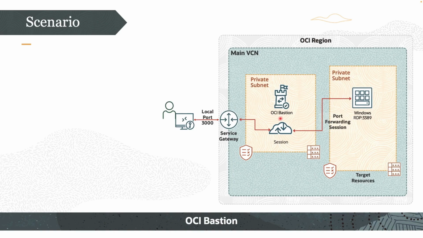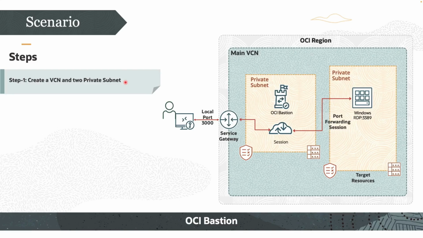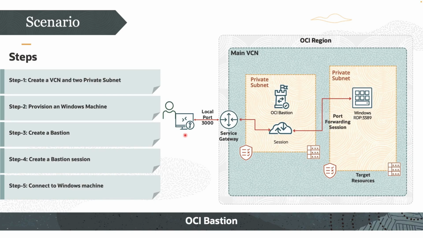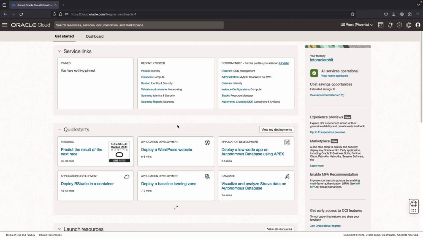So the steps for deploying this use case will be: first, create a VCN and private subnets, then add a rule in the security list that allows traffic from the Bastion subnet to the VM private subnet on a specific port like RDP on port 3389. Next, configure your service gateway, add a route rule, and provision a Windows machine in a private subnet. Next, create Bastion, and then create a port forwarding session for the Windows RDP connection. Finally, we will test the connection over the local terminal. So let's go to the OCI console and deploy this use case.